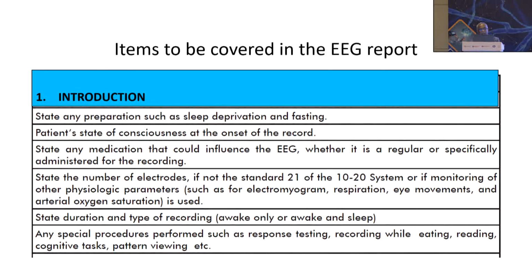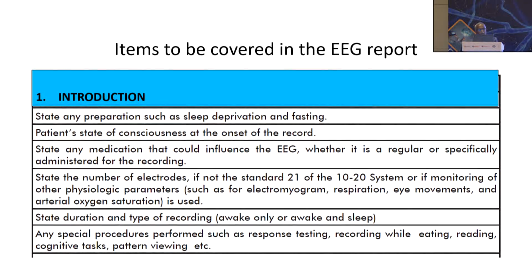State also any medication which the patient has received, either regularly, like anti-seizure medication, or like benzodiazepines, which can produce a lot of fast activity, or which was specifically administered for EEG recording to induce sleep, and the dosage also. State the number of electrodes only if it deviates from the 10-20 system.